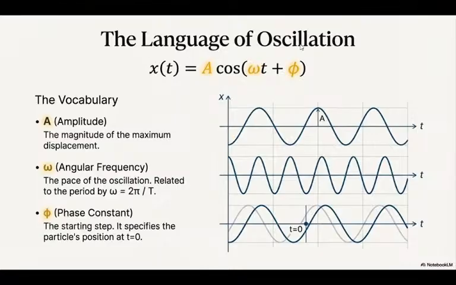The language of oscillation: we can define x(t) = A cos(ωt + φ). The vocabulary: amplitude, the magnitude of the maximum displacement, is known as amplitude. Angular frequency, the pace of the oscillations, is related to the period: ω = 2π/T. Phase constant, the starting state, specifies the particle's position at t = 0.